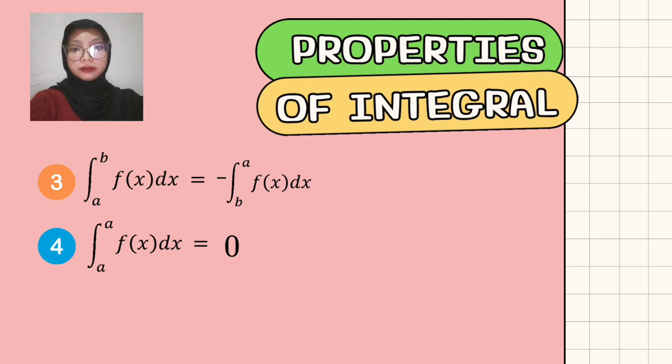Let's continue learning the properties of integral. Property number 3. The integral from a to b of f(x) dx equals negative the integral from b to a of f(x) dx. This tells us that reversing the limits of integration changes the sign of the result. Property number 4. The integral from a to a of f(x) dx equals 0. If the upper and the lower limits are the same, the area under the curve is 0, because there is no interval, it's just a single point.